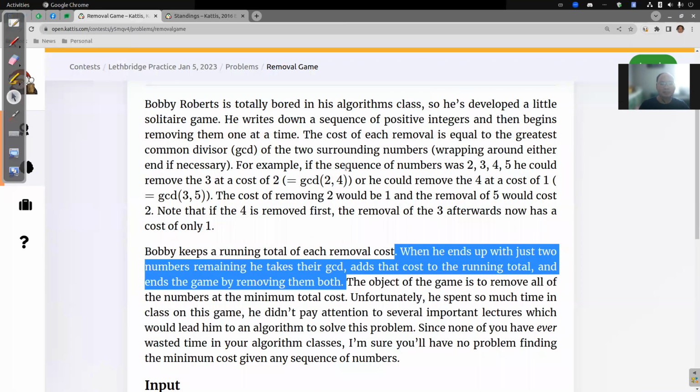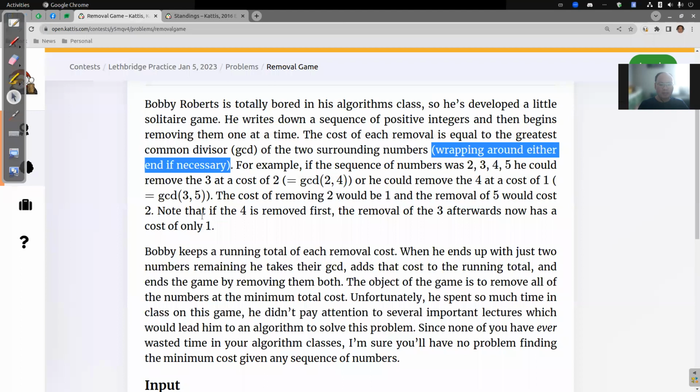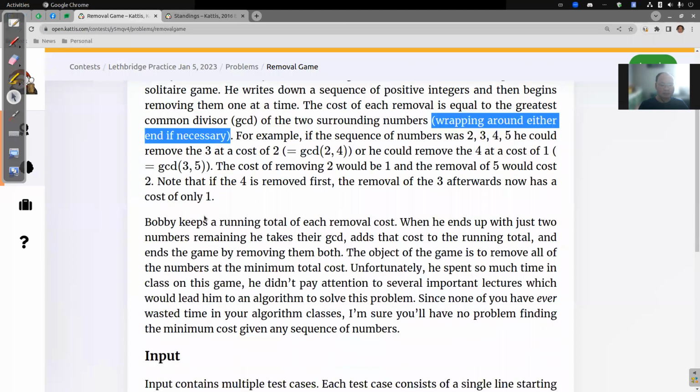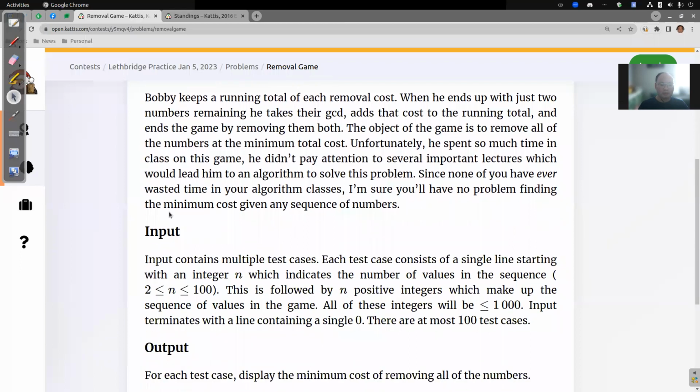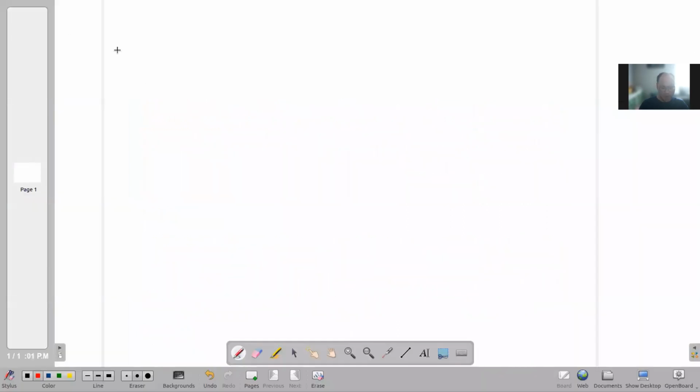And this thing is circular. So if you're the first element in the array, in the list, and you ask what is before you, that's actually the one at the end. So that's wrapping around either end if necessary. And you want to find a way to remove every number to have the minimum total cost. Because depending on which numbers you decide to remove when, the total cost could be different. So that's basically what the problem is.